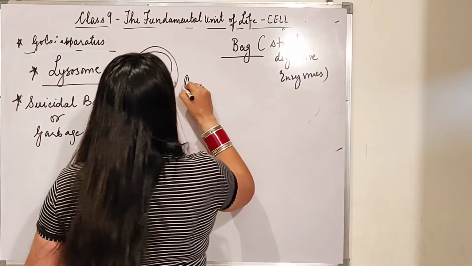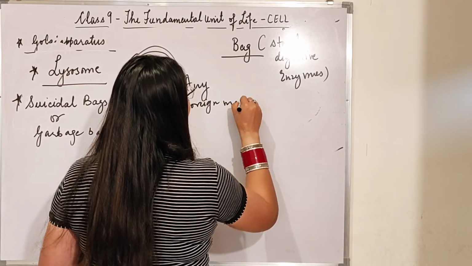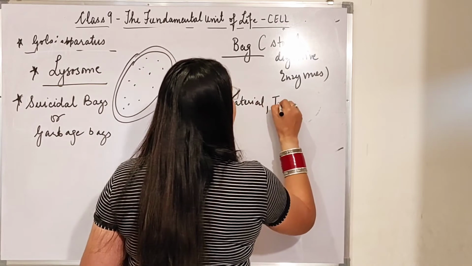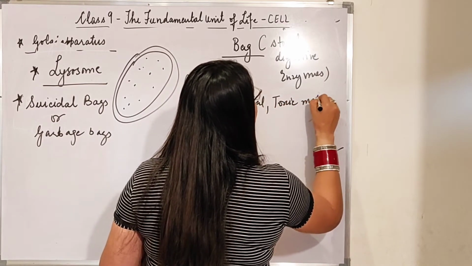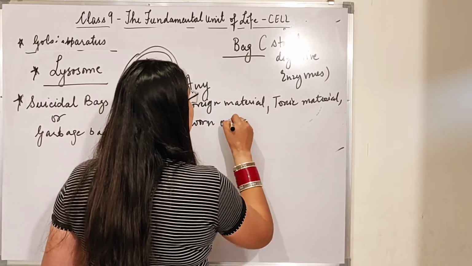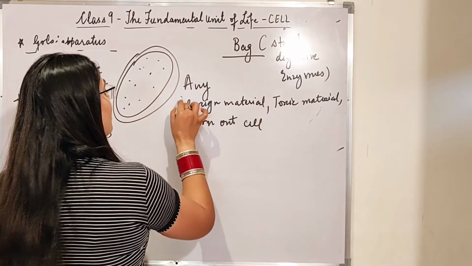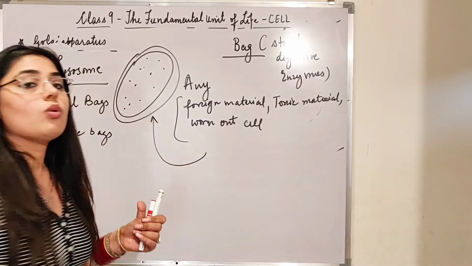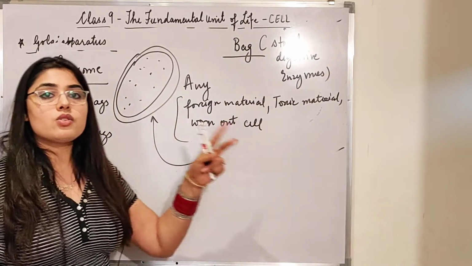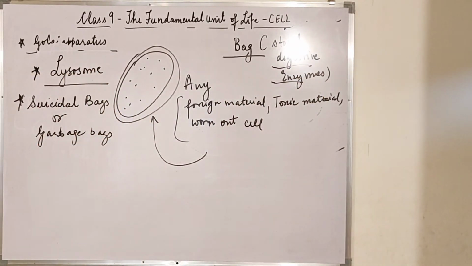So any foreign material, beta, or any toxic material, or any worn out cell, whatever things are destructive, which are waste, worn out cells, they all go to what, beta? They all go inside the lysosome. They reach inside the lysosome, and what does the lysosome have? Digestive enzymes. So these digestive enzymes, beta, help in digesting all these things and destroying them.